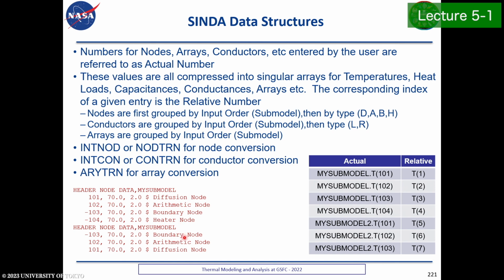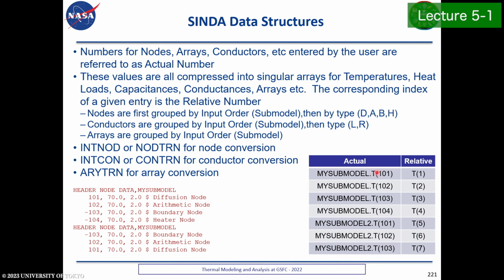So here I put in a boundary node, an arithmetic node, and a diffusion node. But the way it's going to be stored is that all the submodel ones are kept together. So this is really going to be 101, this is 102, 103, 104. But here, in this case, this 101, which was the third one that was entered, is the first one in this block for the submodel 2. And then it will be the arithmetic node, and then the boundary node next. So knowing that that's how it stores it is a bit of an important characteristic.